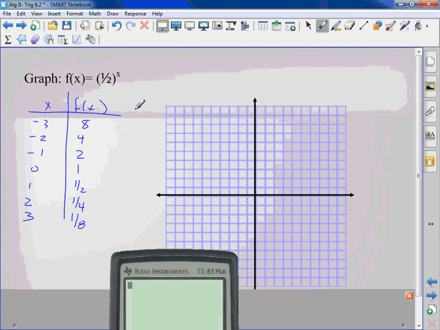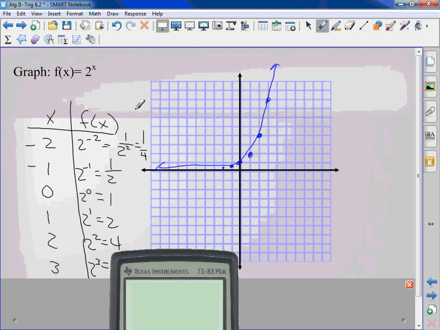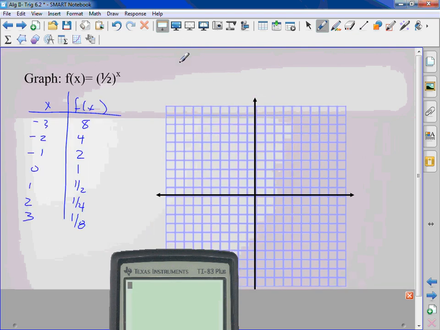Because what you really have is 1/2 to the negative third. The negative third says it belongs on the top, so it's 2 to the third, which is 8. When I graph this one, 1, 2, 3, 8, 2, 4, 1, 2, 1.